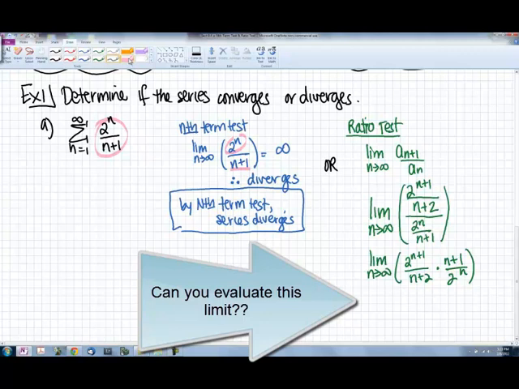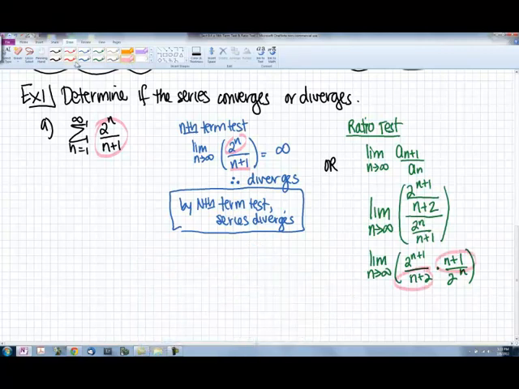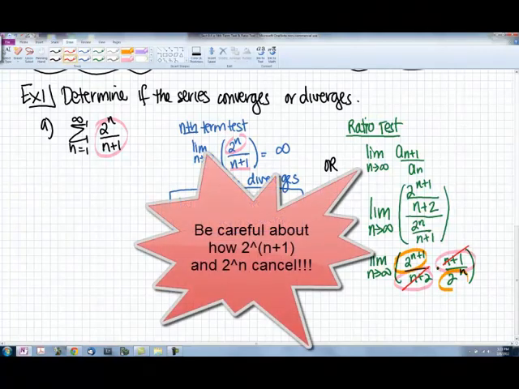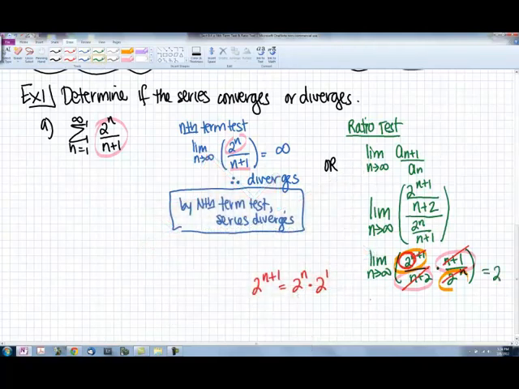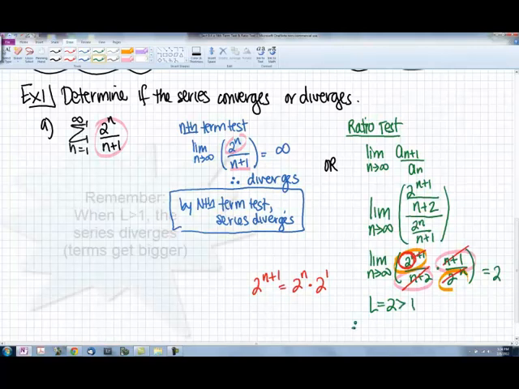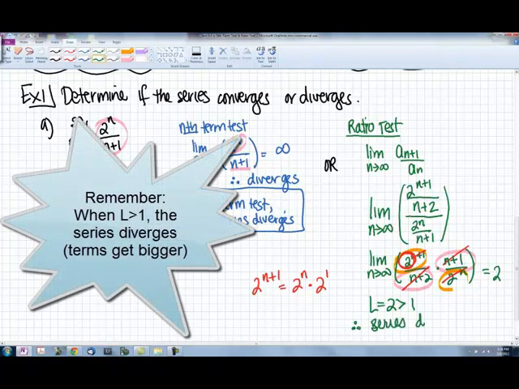N plus 1 over n plus 2. If we look along the diagonal, these two over here, as n gets really, really large, the plus 1 and the plus 2 don't matter, so those are going to cancel out. If we look at the other two that are left, the 2 to the n plus 1 and 2 to the n, those do not completely cancel out, so this tells me that my limit equals 2. L equals 2, which is greater than 1, so therefore the series diverges.